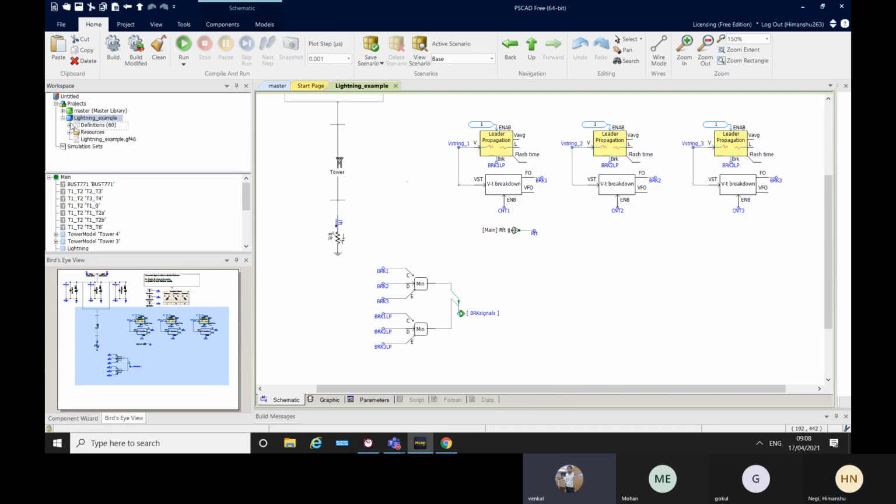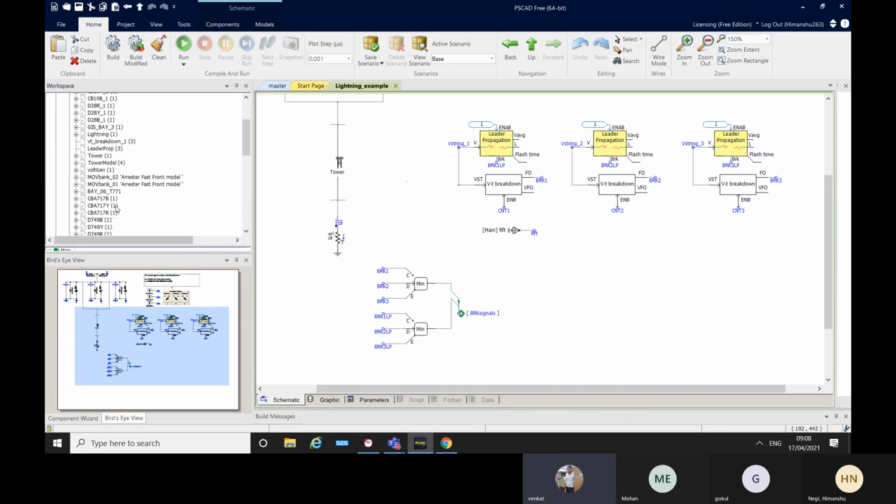Then inside, go to Definitions. Just wait here on the leader progression model which they have used here. What is the model it is showing? It is the lightning example leader prop, the name of the particular block. Then we have to find the leader prop. There it is. Can you see this? Below that, right click on that.